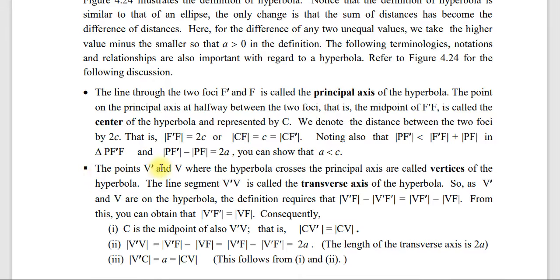Another point: the points v prime and v, where the hyperbola crosses the principal axis, are called the vertices of the hyperbola. The line segment v prime v is called the transverse axis of the hyperbola.